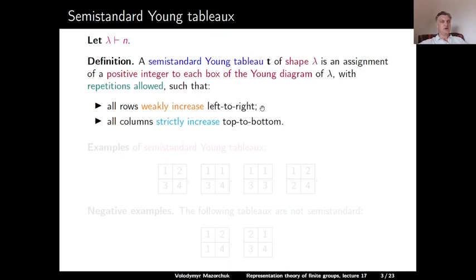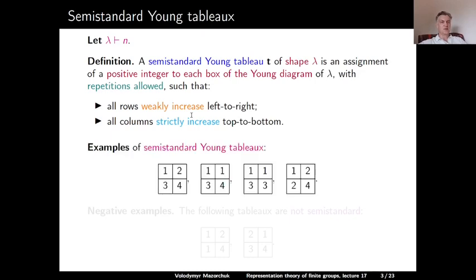So we see the difference with standard Young tableaux. The main difference is that we allow rows to weakly increase for semi-standard Young tableaux, while they should strictly increase for standard Young tableaux. So here are some examples of semi-standard Young tableaux of shape 2-2. So 1-2, 3-4. So this is even a standard Young tableau.